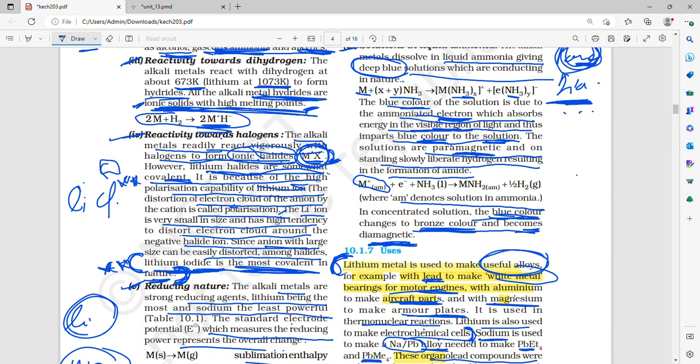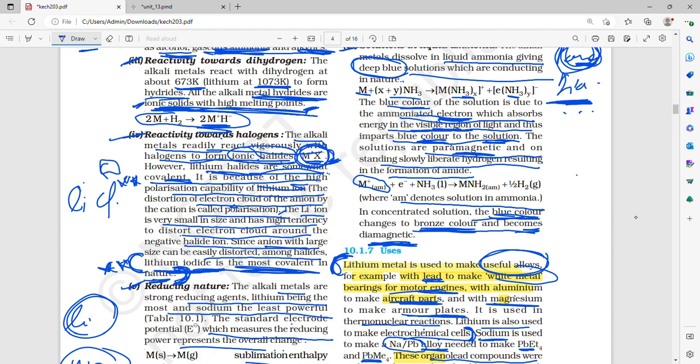Then reactivity towards dihydrogen. The alkali metals react with dihydrogen at 673 Kelvin, and lithium reacts at 1073 Kelvin to form hydrides. All the alkali metal hydrides are ionic solids with high melting points. So what happens with reaction with dihydrogen? The alkali metals react with dihydrogen at 673 Kelvin. The only exception is lithium, which reacts with dihydrogen at 1073 Kelvin to form hydrides. All the alkali metal hydrides are ionic solids with high melting points. So 2M plus H2 gives 2M+ H-.